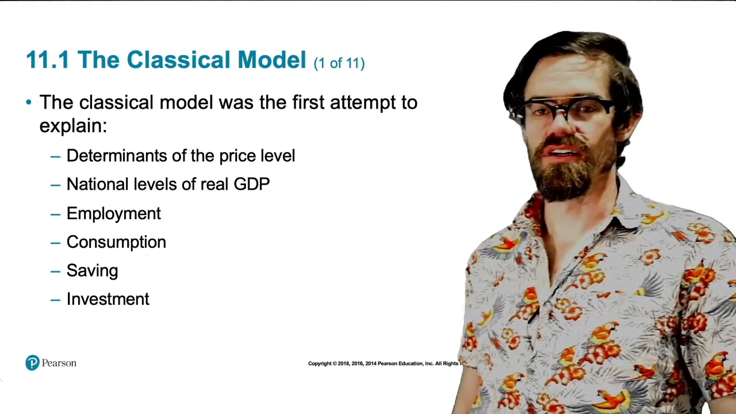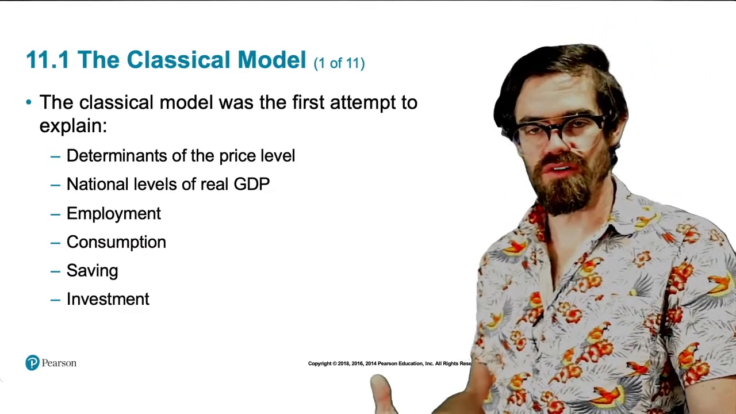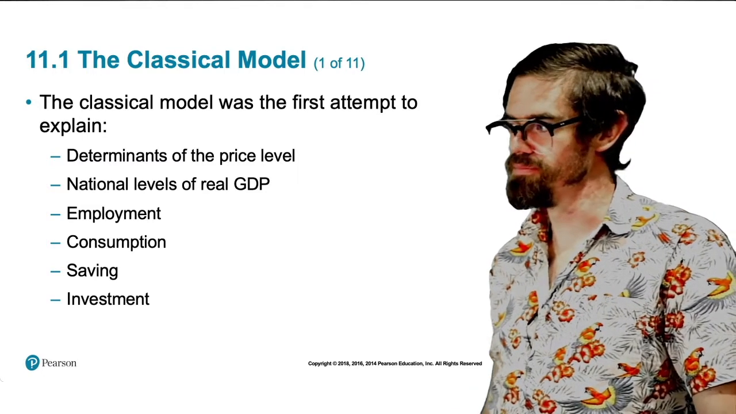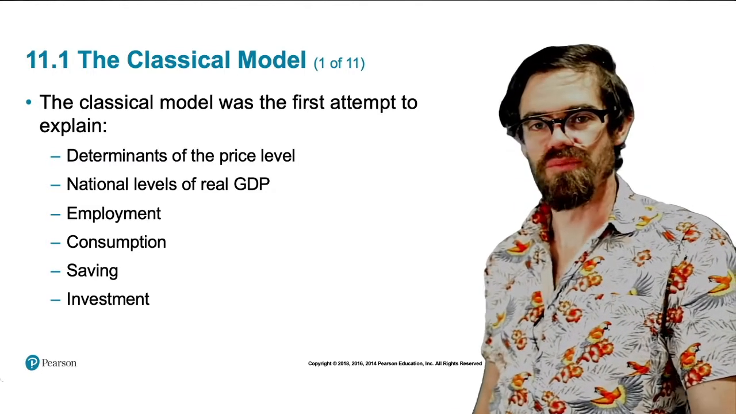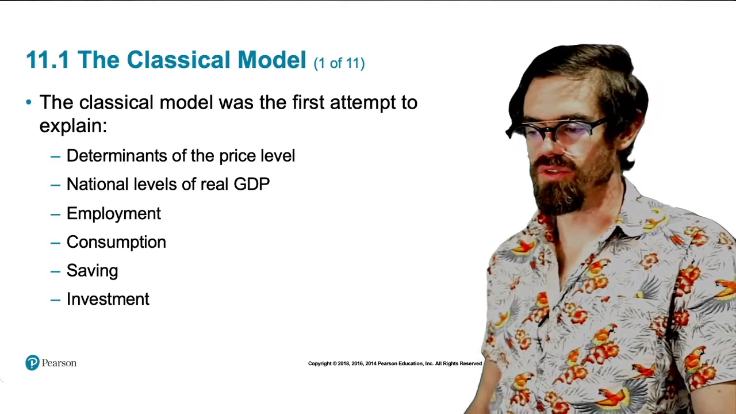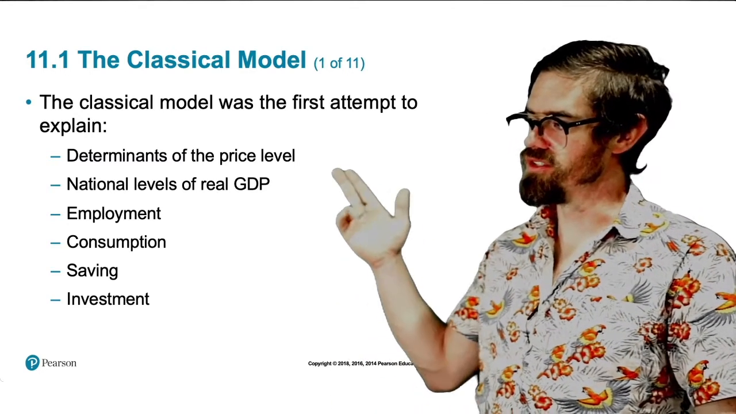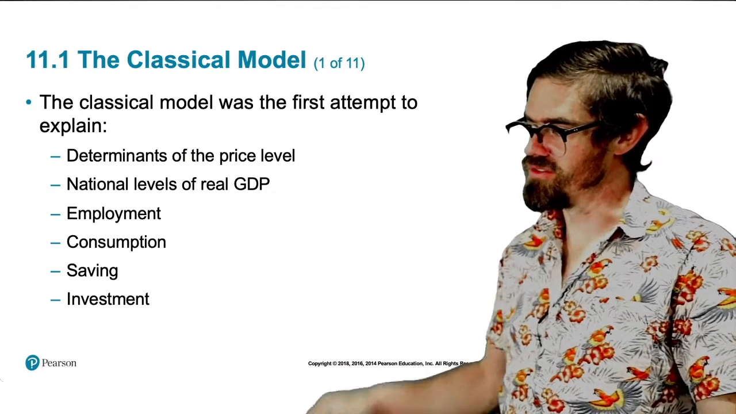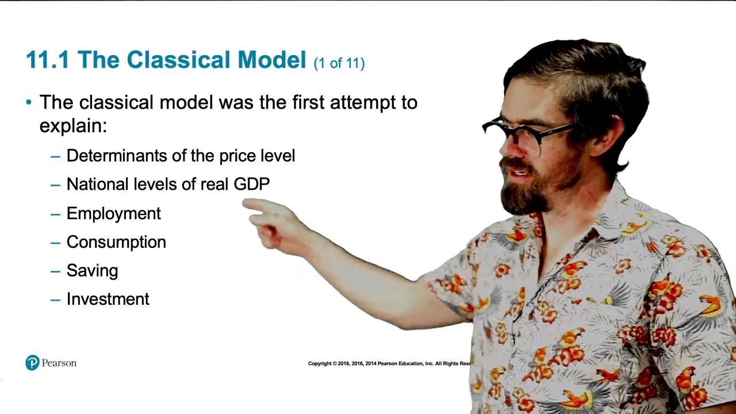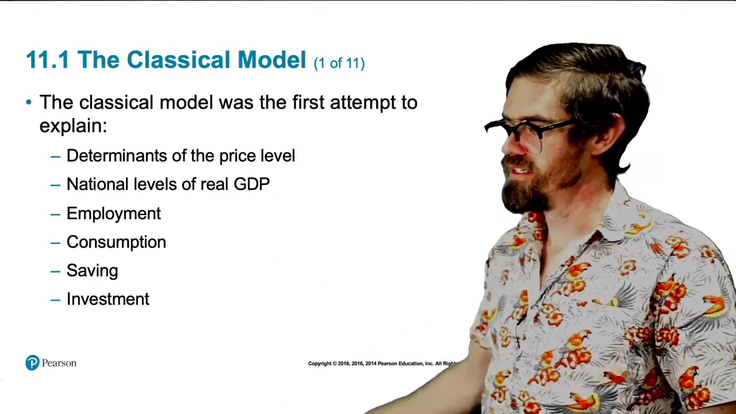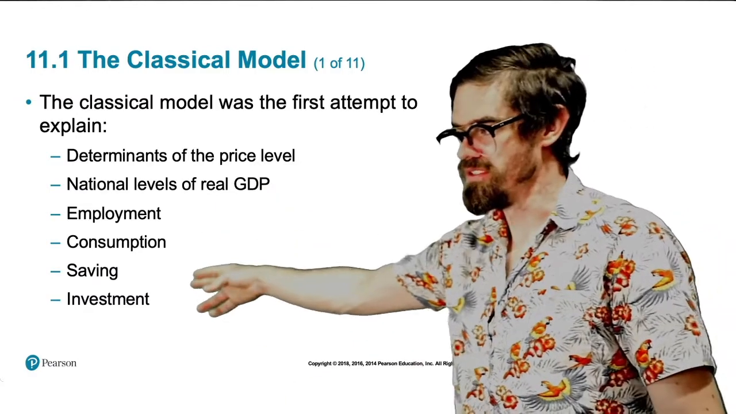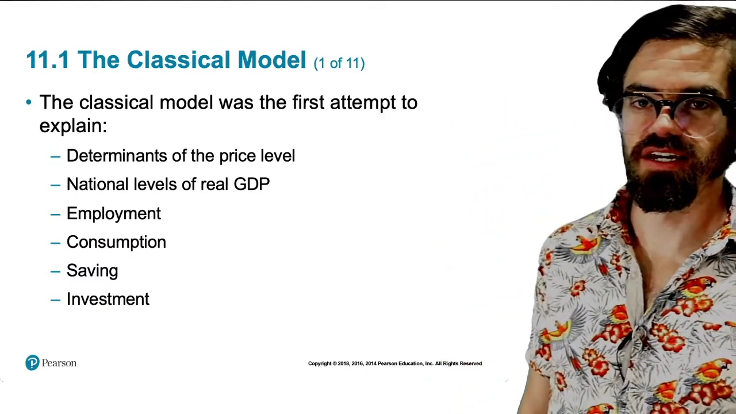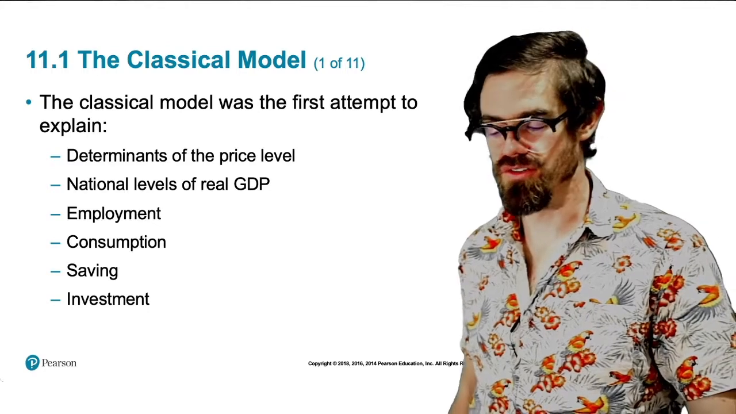All right, so let's start off by talking about the classical model, which we've already looked at, but we're going to look at it here in more detail. Now, the classical model was the first attempt to explain things like the determinants of the price level, national levels of real GDP, employment and unemployment, consumption, as well as savings and investment. So this was really the first attempt to do those things, and it happened early in the 1900s.